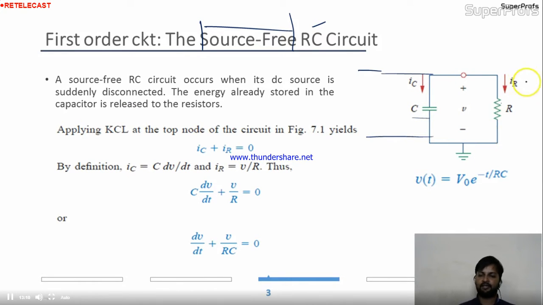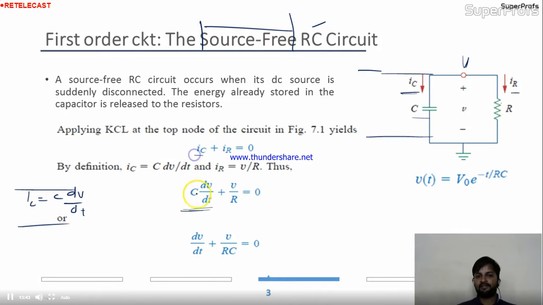in the circuit. Okay. So if you will observe this circuit, and here the voltage you are taking, this is the V, the current in the capacitor is IC, the current in the resistor is IR. So at this node, IC plus IR equal to 0. Okay, both are the outgoing currents. So IC plus IR equal to 0. Now, we have this relation C dV by dt. This is the relation between current and voltage for the capacitor.